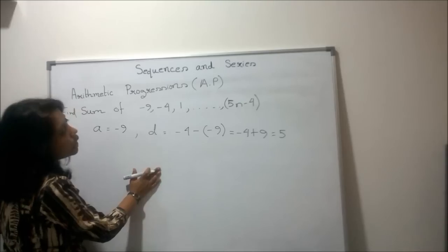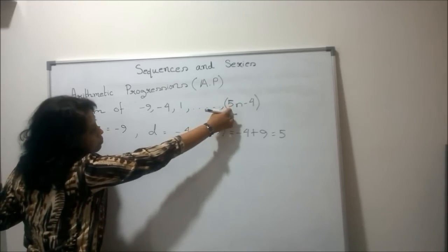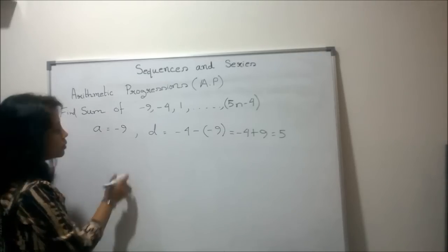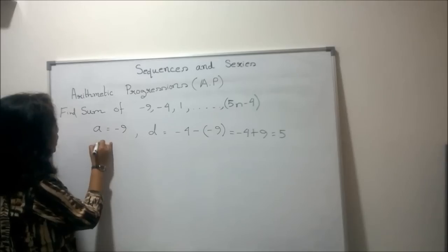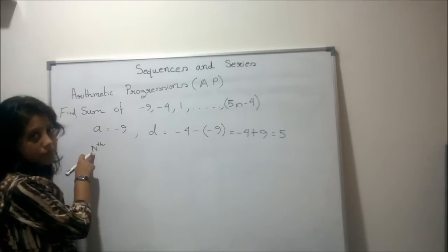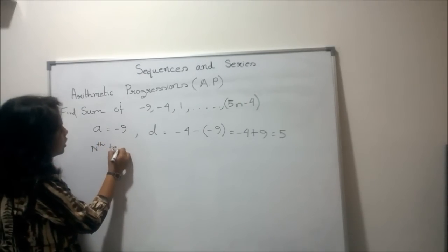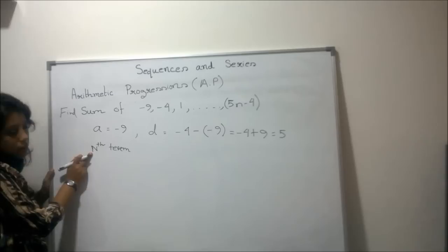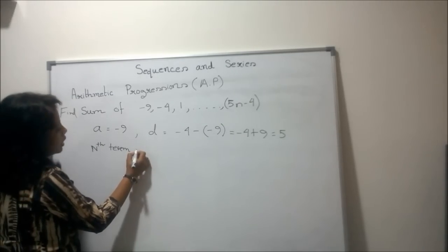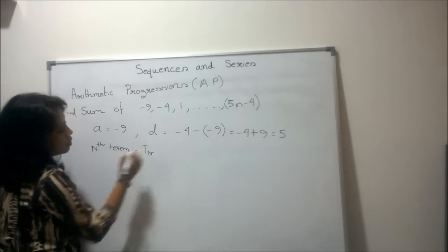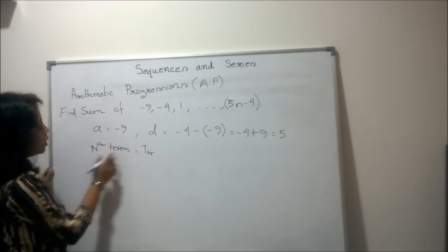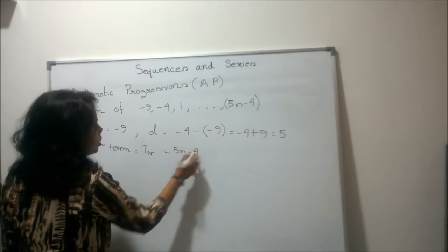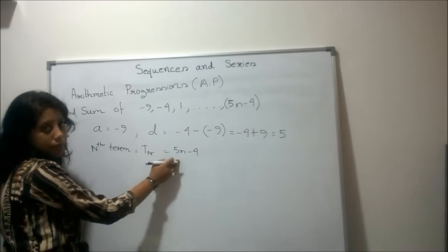But you see here that in our problem n is given. So our general term, the nth term, we will take it as capital N. So nth term, this n and this n are different. So nth term here is T capital N. Okay, so here Tn is given 5n minus 4. These two n are different.